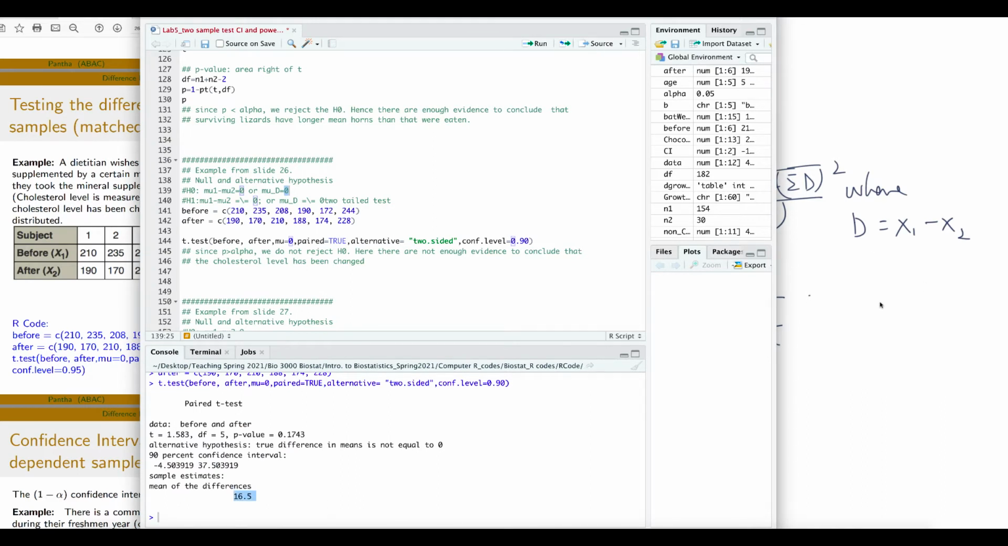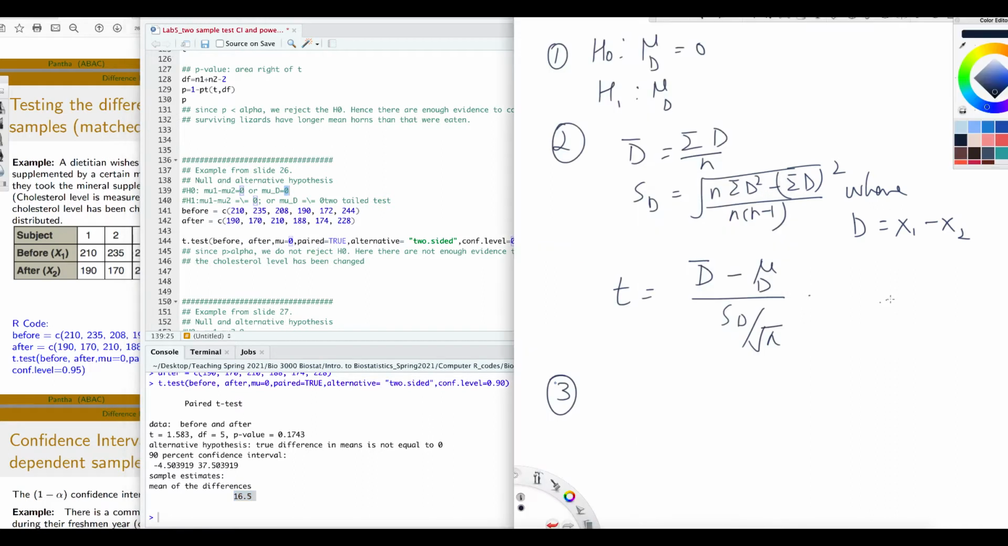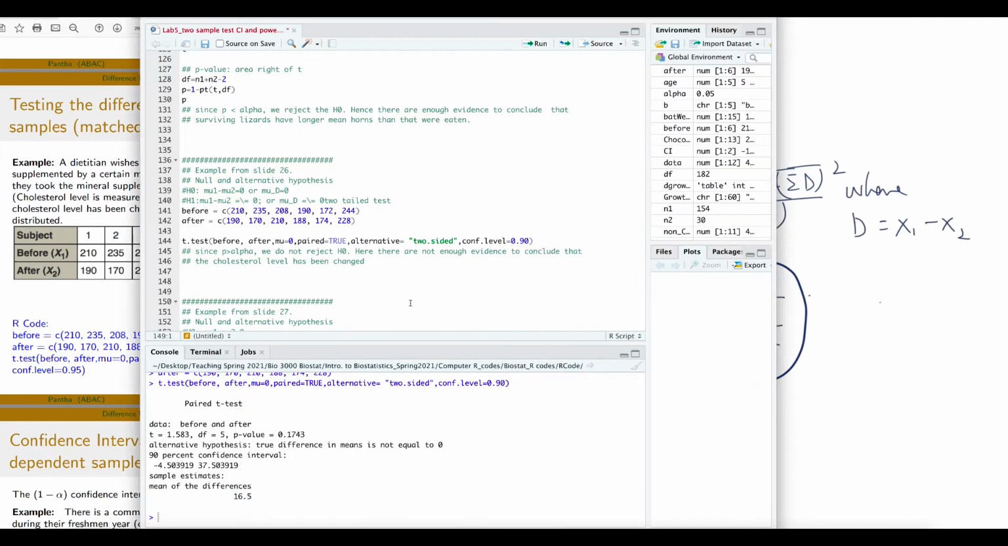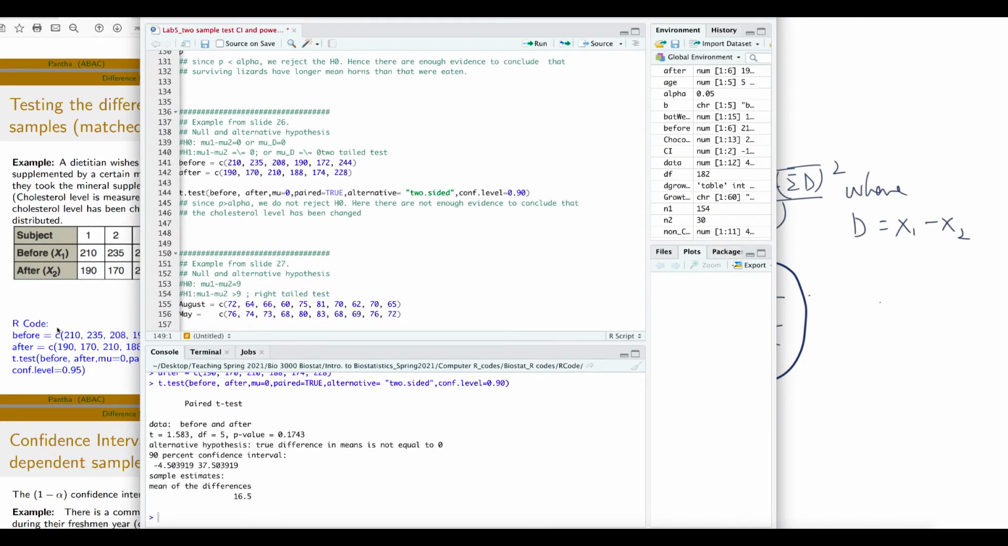Because if you have to use the formula, then you will have to find before minus after. That will be D, and then find summation D over N, which will be D bar. Similarly, find SD, and then you plug in to find the T value, that is the test value, using that, and then use those steps. Okay, guys, so you can do it that way.